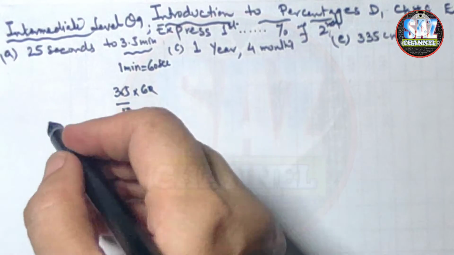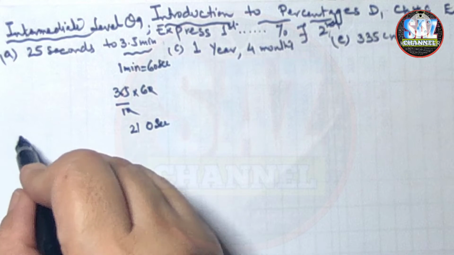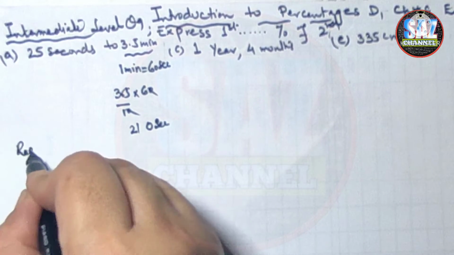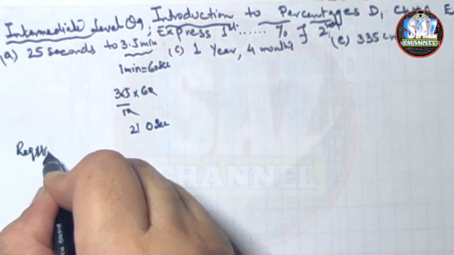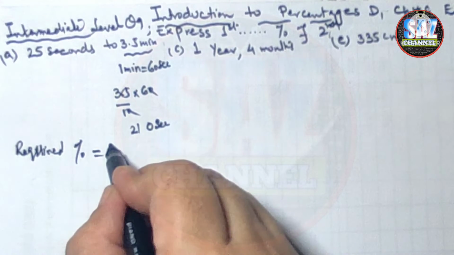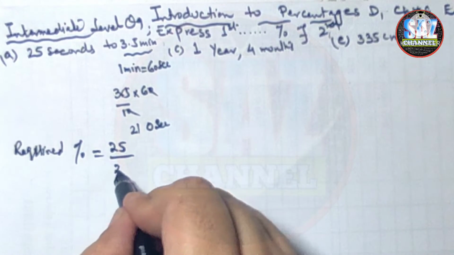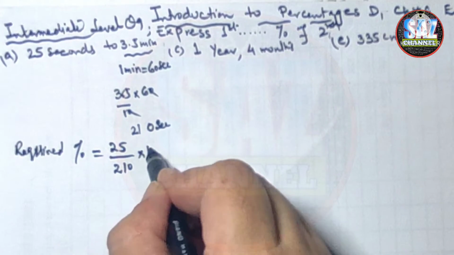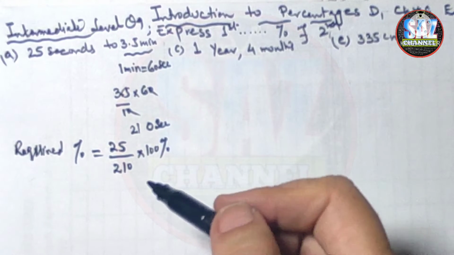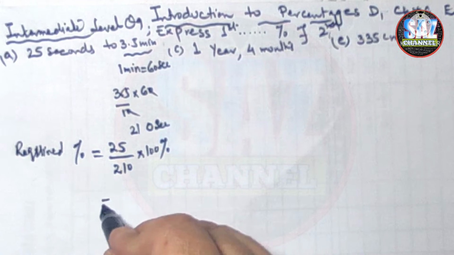So in order to write the percentage, what I have to write is: required percentage will be equal to 25 seconds by 210 seconds multiplied by 100%, because when we need to convert the quantities into percentage, we have to multiply that number by 100.